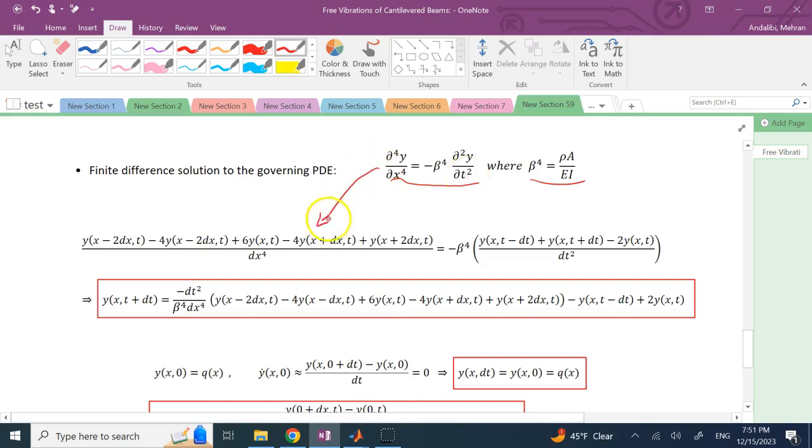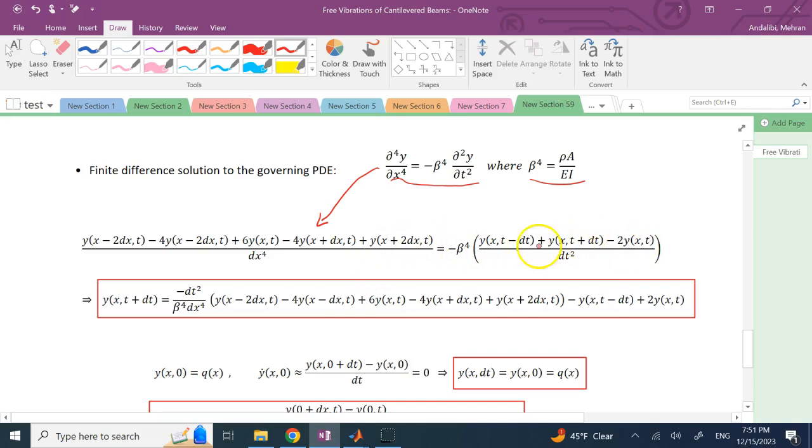For the fourth derivative, I use what we call the central 5-point operator, which uses the y of 2 nodes to the left of it, the y of the node itself, and 2 nodes to the right of it, over dx to the 4. And for the second y derivative, we use the same thing that we used in the previous video, a central 3-point operator, which uses the previous time point, the current time, and the next time point.